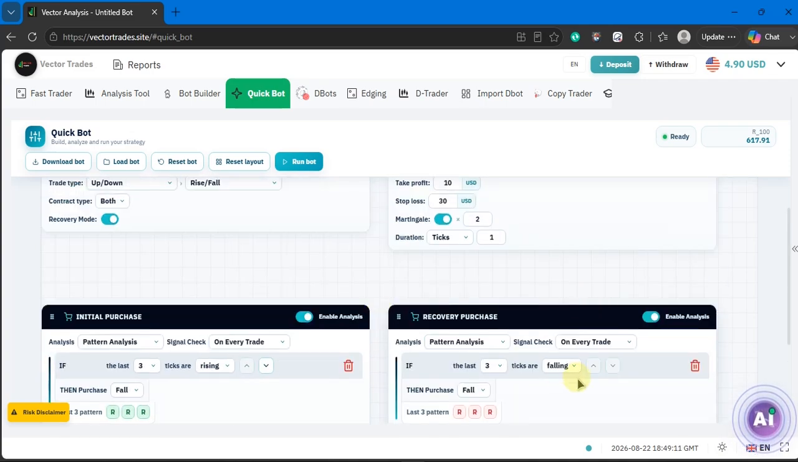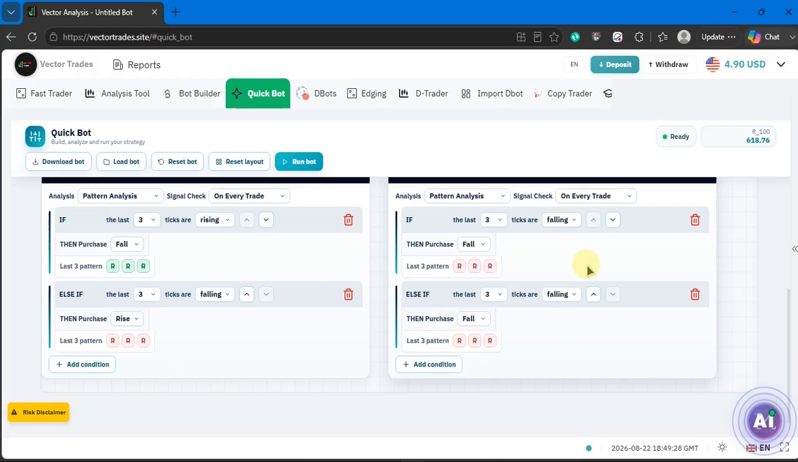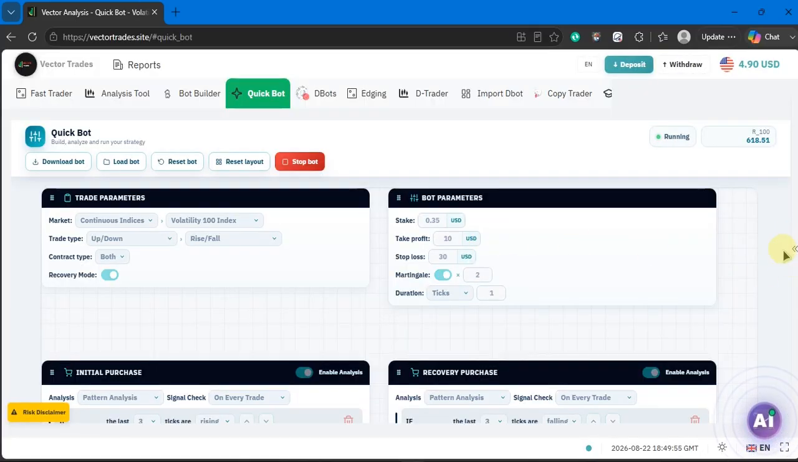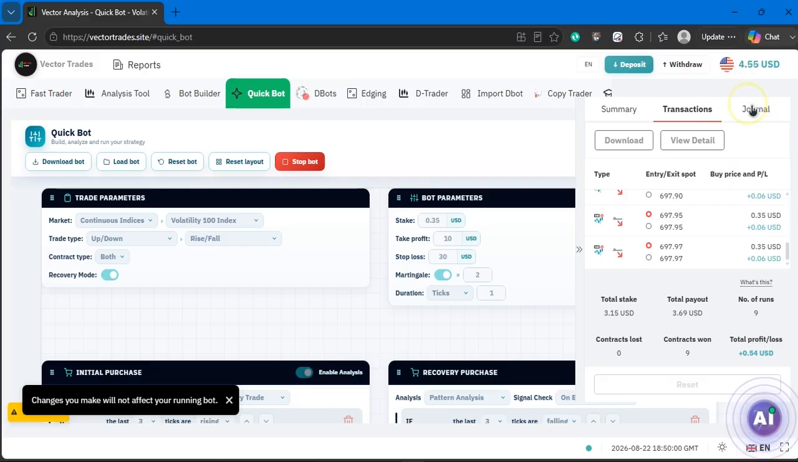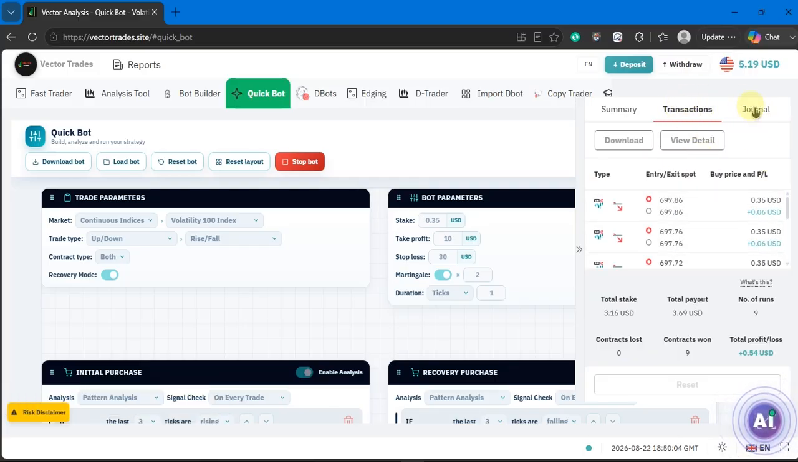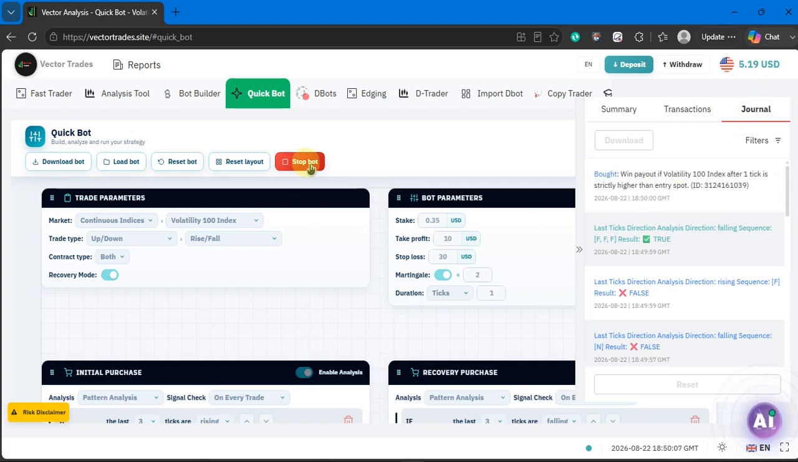And then here on the recovery, I still do the same. Here I add another condition. If it is falling, purchase rise. If it is rising, purchase fall. That way I have the bot, I have the stake, take profit, and all that. Since this is rise and fall, I can edit this stake to 0.35, and after that just run the bot and open this. If the pattern happens, then the bot will just trade. As you saw, it made a trade and it won that trade.